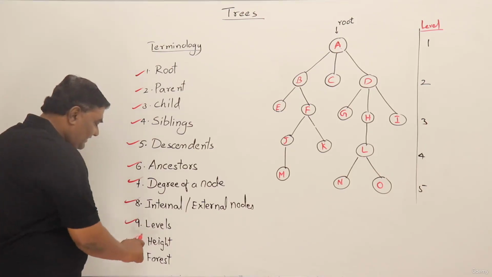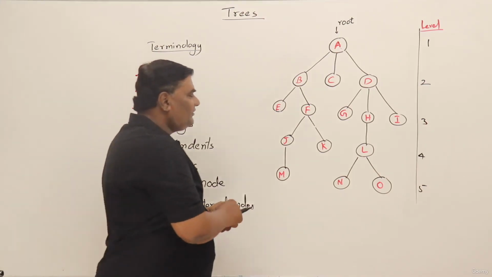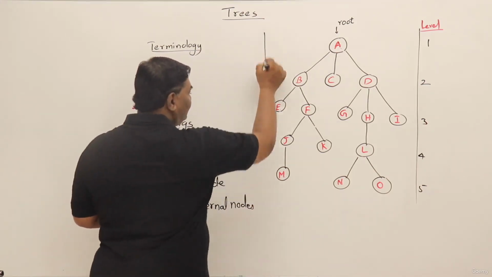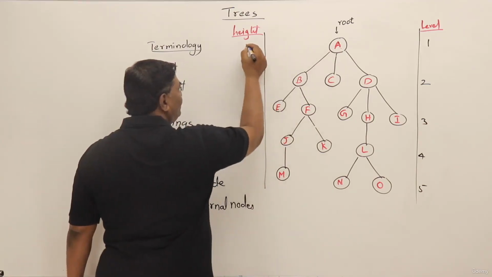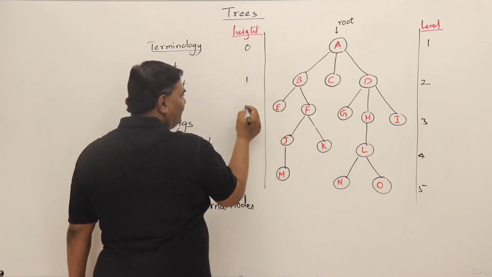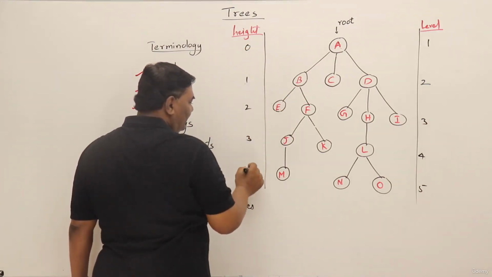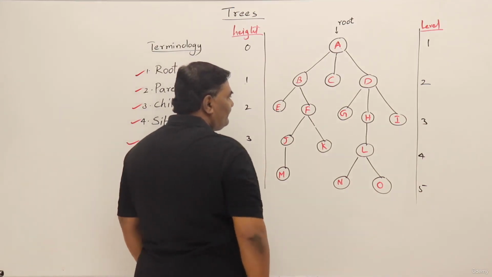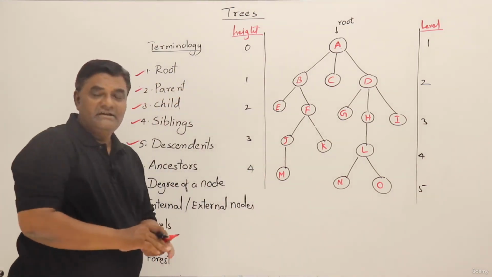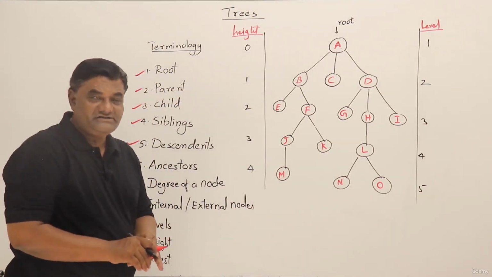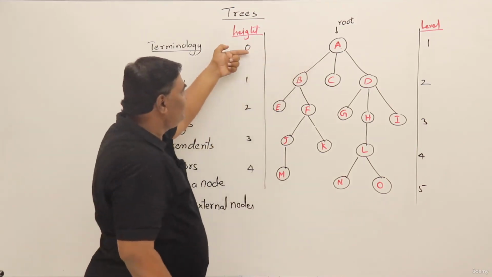The next is height of a tree. I will mark it here on this side. Root is at height 0 and its children at height 1, then height 2, then height 3 and 4. Here we count edges. Till here there are no edges.